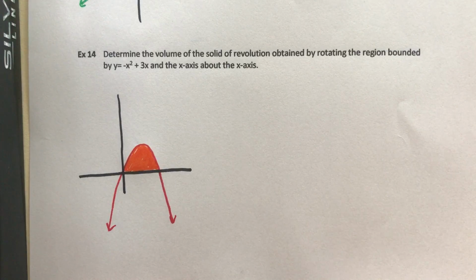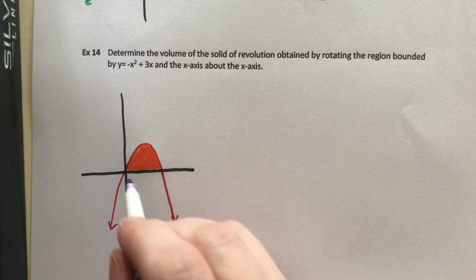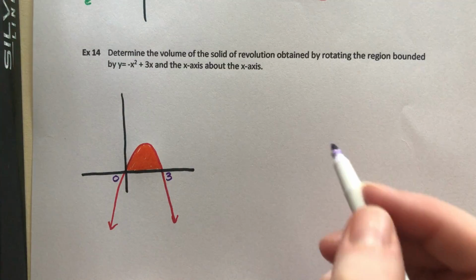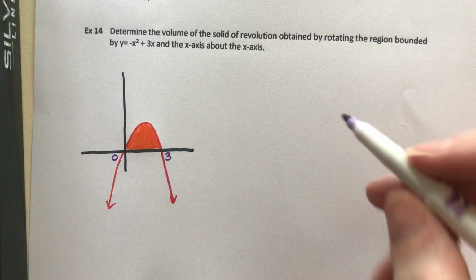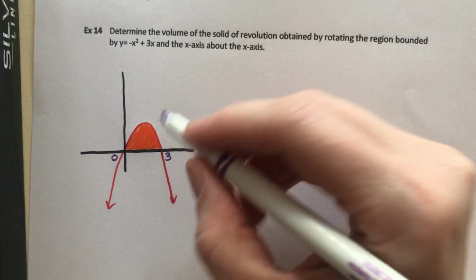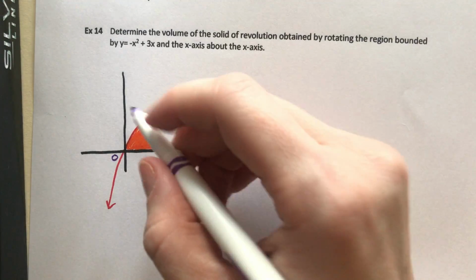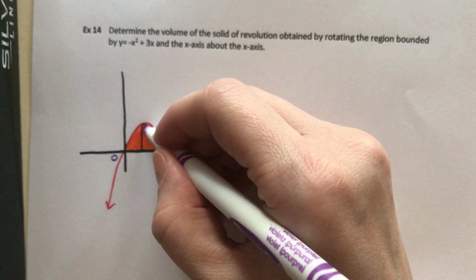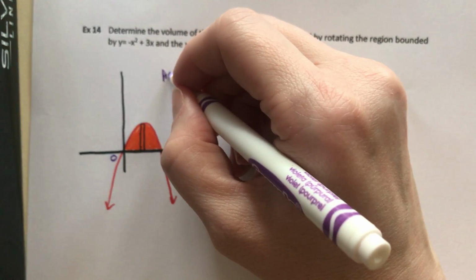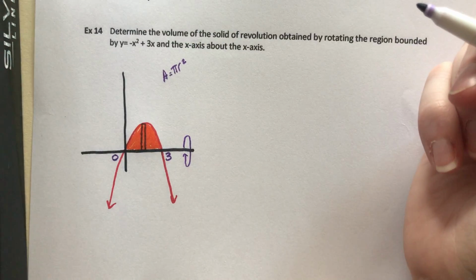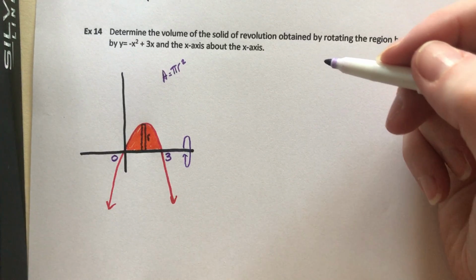And then when you're done, go ahead and find your boundaries, so where this red line crosses the x-axis. Okay, so we're rotating this region, my shaded region, about the x-axis, so I'm going to mark that as well. And I'm going to pick a little rectangle here. Rotating that around gives us a circle. So remember, the area of a circle is pi r squared. And the radius is just going to be the height of that circle there.